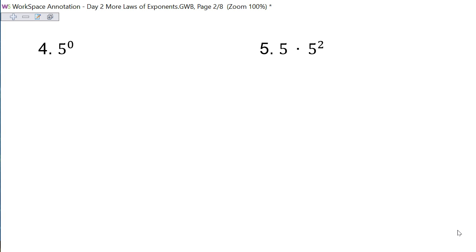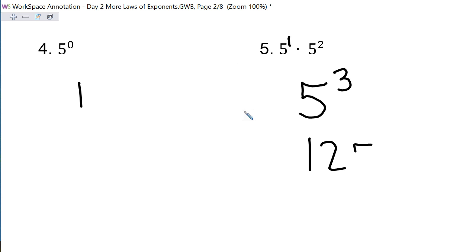Number 4. 5 to the 0 power is 1. That's something you need to memorize. The number to the 0 power is 1. Number 5. We have 5 times 5 squared. When the bases are the same, keep the same base. And what do I do with these exponents? Add them. So 1 plus 2 is 3. And what is 5 cubed? 125 is our answer.